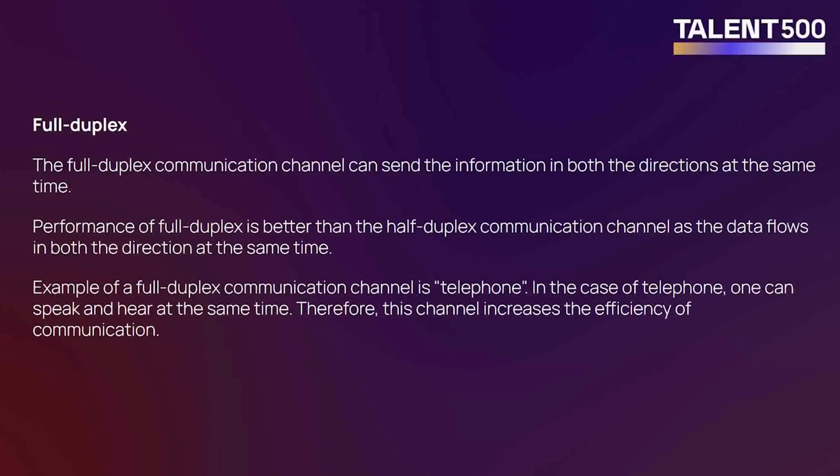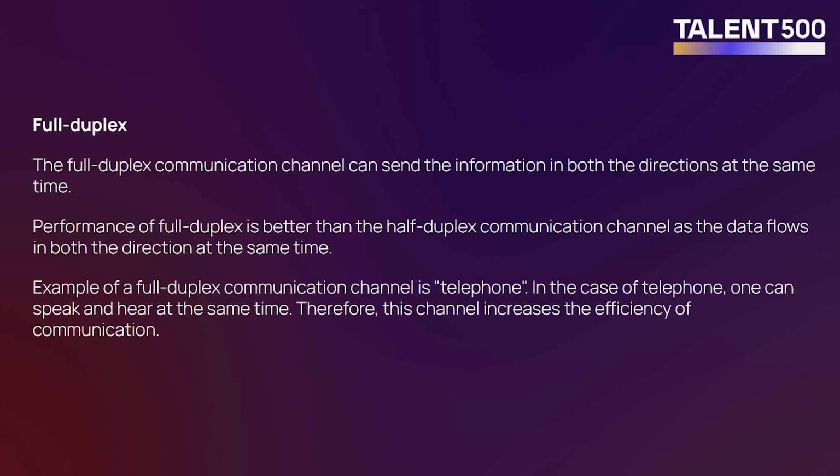So the full duplex communication channel can be used to send information in both directions and also at the same time. Now, a simple and very common example for the same is a telephone line. In case of a telephone, one can speak and hear at the same time. Therefore, the channel increases the efficiency of communication.